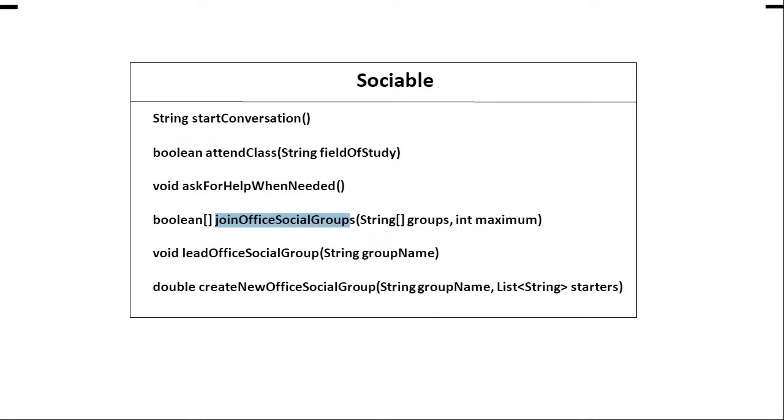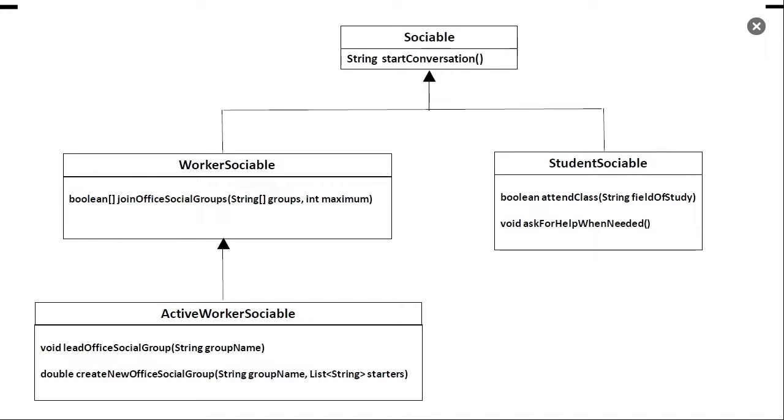Instead, ISP recommends to split the large interface into smaller ones like these three right here. And as you can see now, if the person is a student, for example, and not a worker, he will only have to implement the student sociable subinterface created right there.